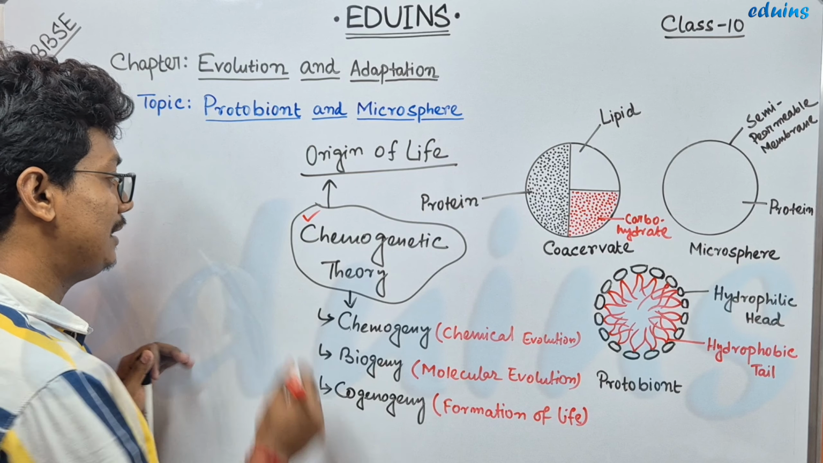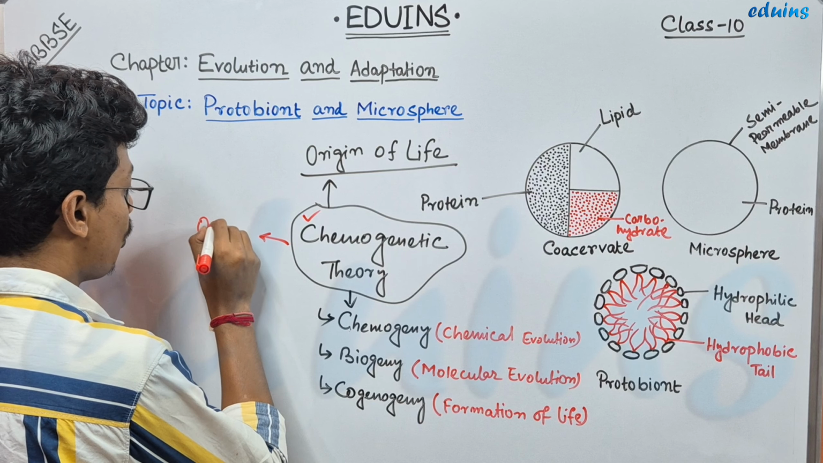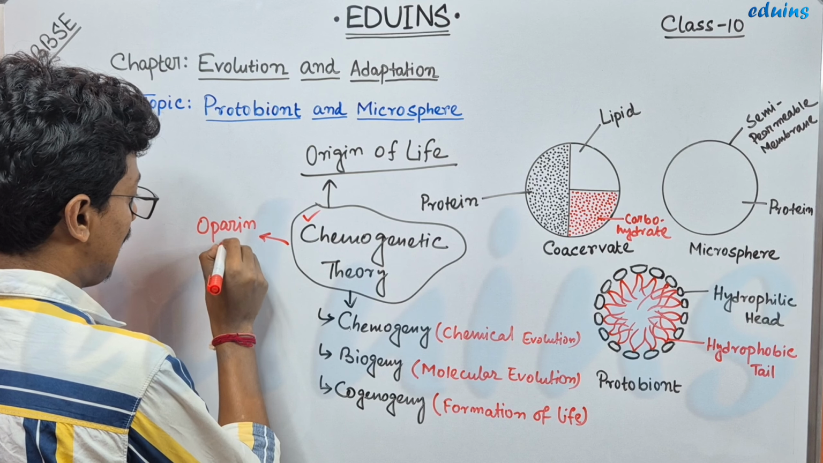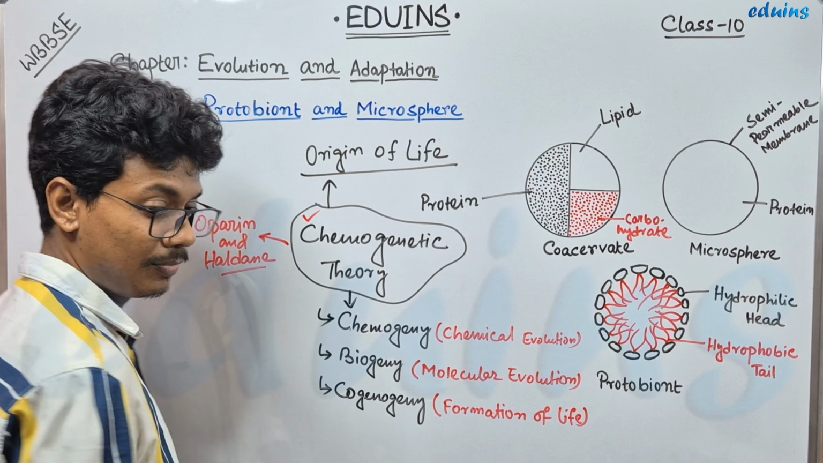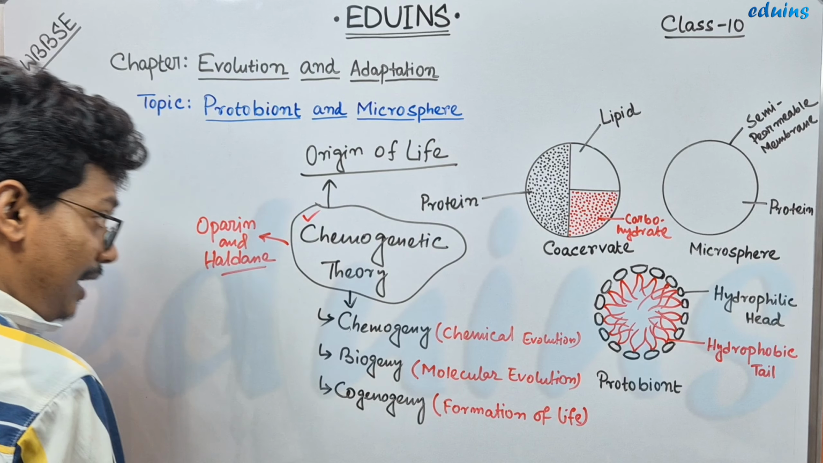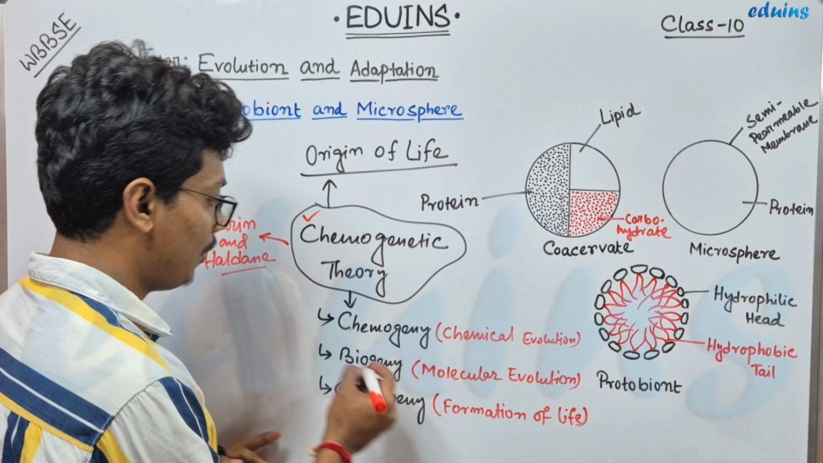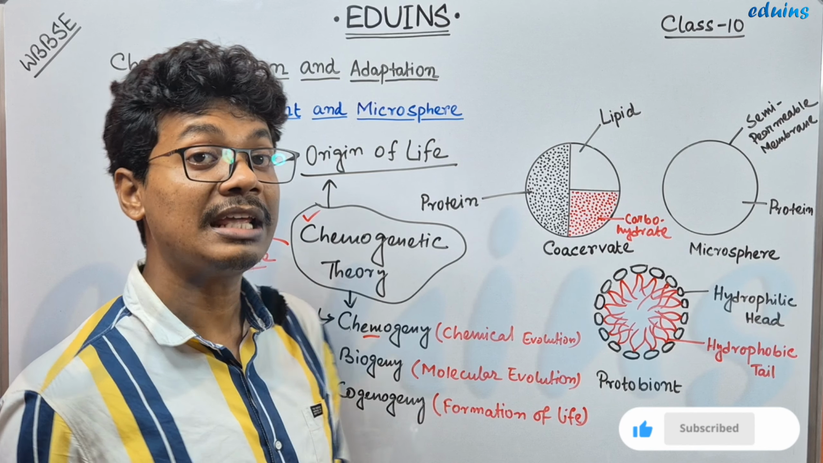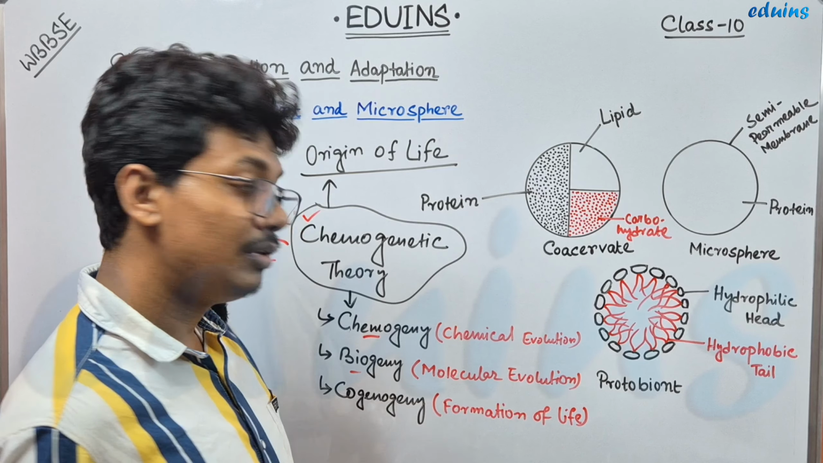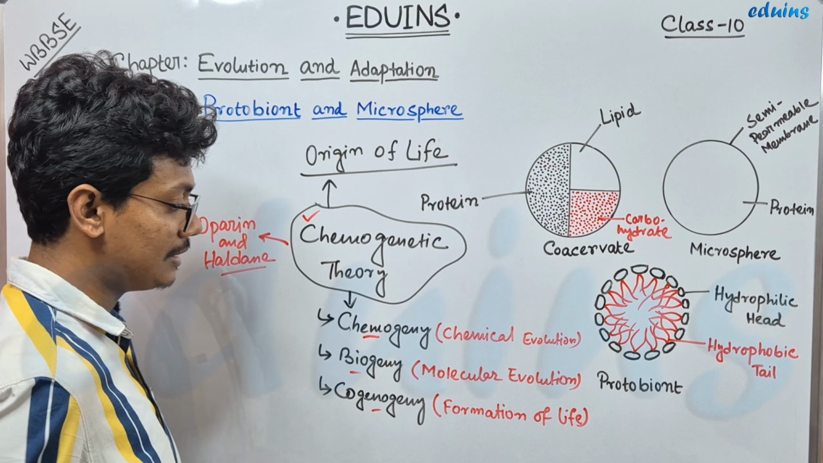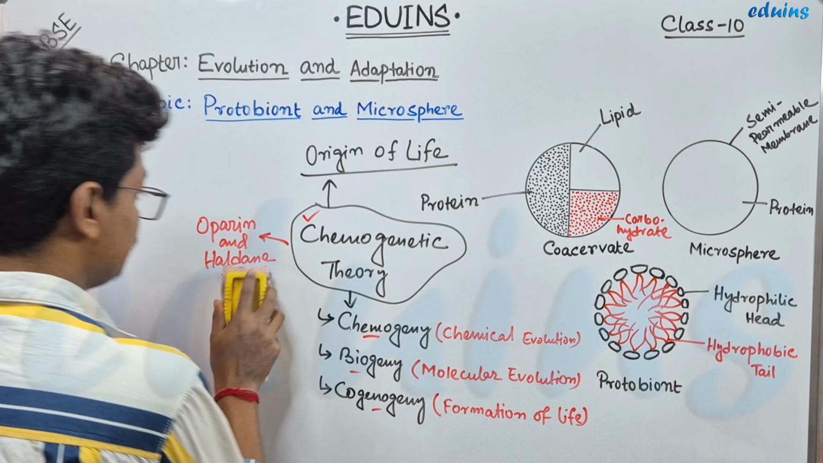This chemogenetic theory was proposed by 2 scientists, Oparin and Haldane. This theory has 3 parts. One is chemogeny, where the chemical evolution is discussed. The biogeny, where the molecular evolution is discussed. And the cogenogeny, where the formation of life is discussed. Here is the example.